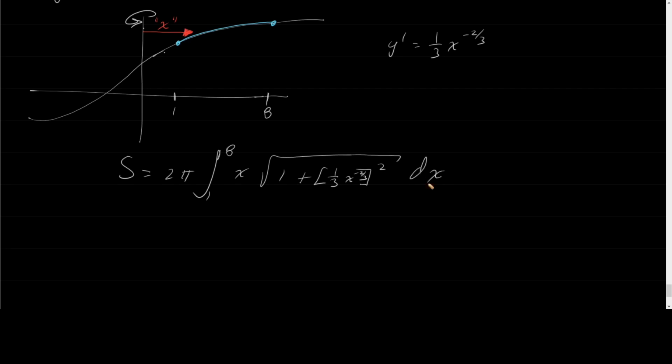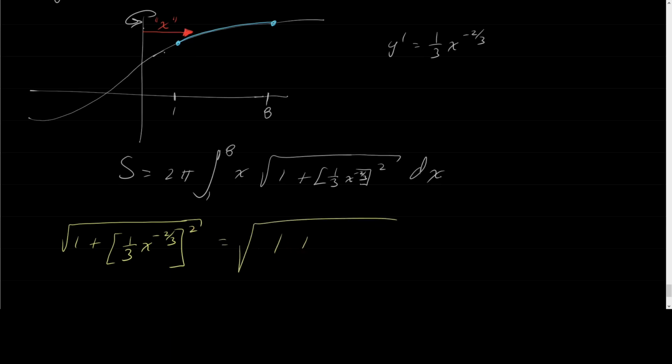And then dx. Let's look at that statement on the inside though. Let's simplify that, or let's rewrite that. So I have the square root of 1 plus (1/3 x to the negative 2/3) squared. All right, applying that square, I have 1 plus x to the negative 4/3 over 9. Bring that negative exponent to the bottom: 1 plus 1 over 9x to the 4/3.